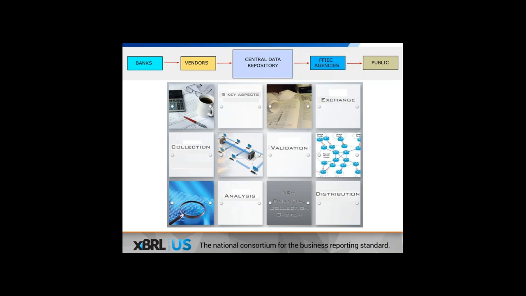The system will collect financial data from, at the time when the project started, 8,200 banks in the XBRL format. Third, the financial reports will be validated for consistency and errors prior to the data being accepted by the system. Number four, the system will allow financial analysts to review, comment, reject, and accept incoming financial reports. And finally, the system will provide a mechanism to disseminate financial data to other internal systems and regulators, including the ability to distribute data in XBRL format to the public.